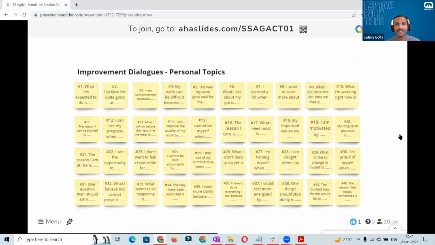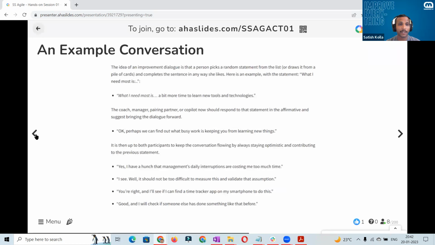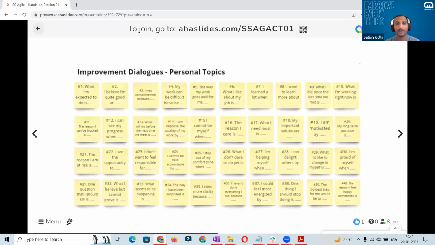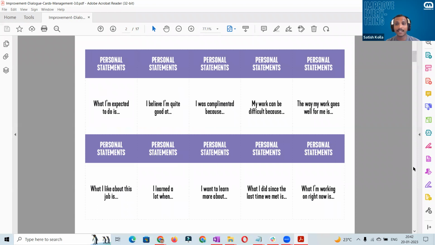As I mentioned just now, there are four categories: personal, relational, organizational, and environmental topics. For today's conversation, we will be going through the personal topics. I will share the link where you can download the PDF version of these improvement dialogues. It is a 17-page document from the Management 3.0 website. All the statements are given. So if you are doing an in-person conversation, you can take it as a printout and do it within your teams or within your organization.